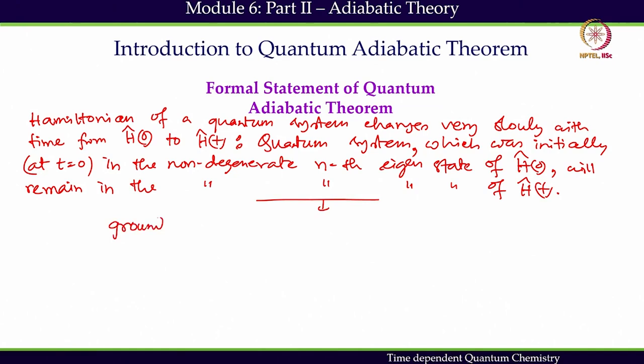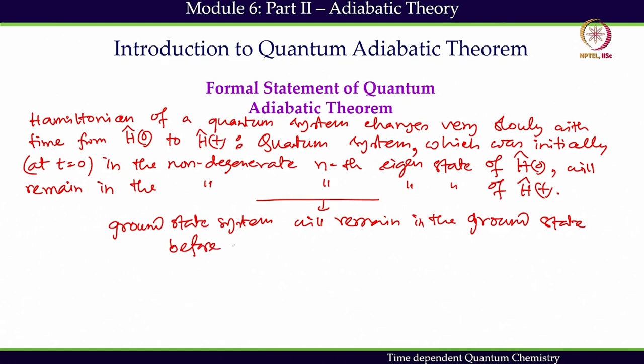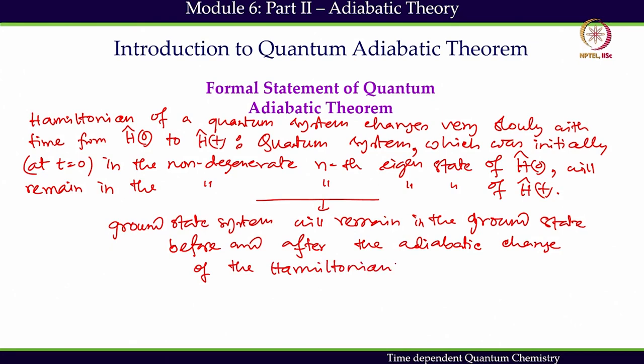This simply means that the ground state system will remain in the ground state, before and after the adiabatic change of the Hamiltonian, without making a transition to an excited state.